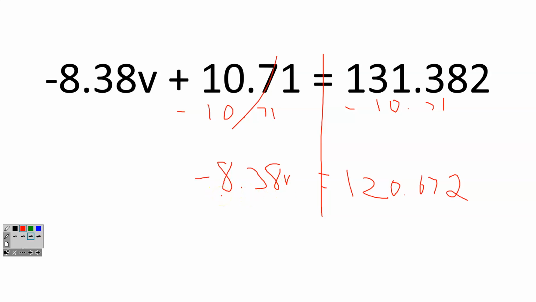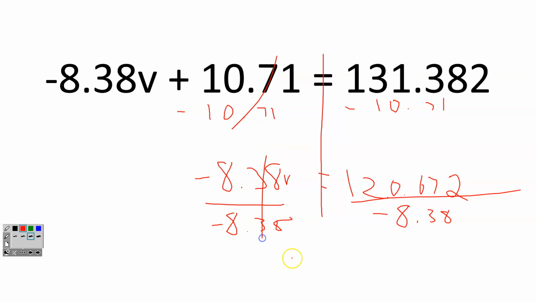Do not add, because that negative 8.38 and that v are connected by multiplication, so I want to divide. Make sure you also include your negative sign. So I'm going to divide both sides by a negative 8.38. And I end up with v equals, I'm going to divide by negative 8.38, for negative 14.4.